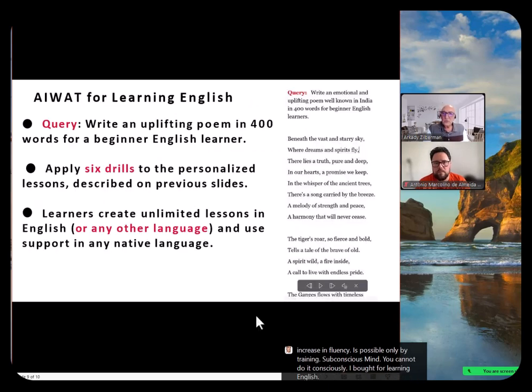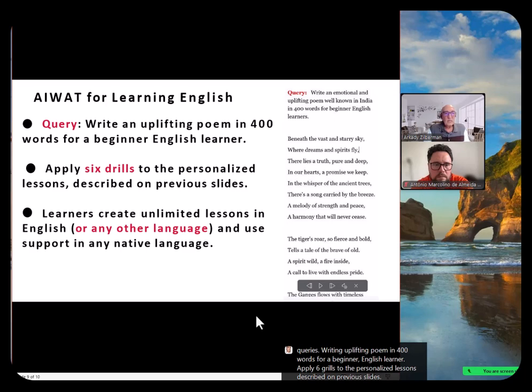We do not use personalized lessons created by AI. We create our own lessons. I mean either the student or a teacher. A student or a teacher can create their own lessons. Here's an example query: Write an uplifting poem in 400 words for a beginner English learner. Apply 6 drills to the personalized lessons described on previous slides.